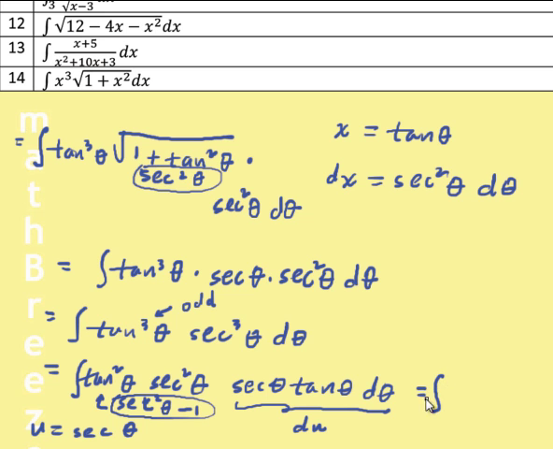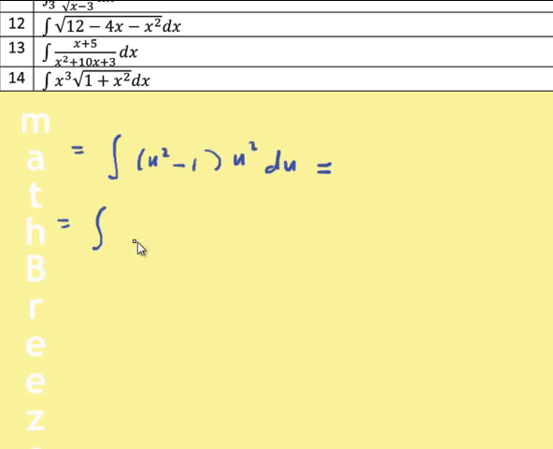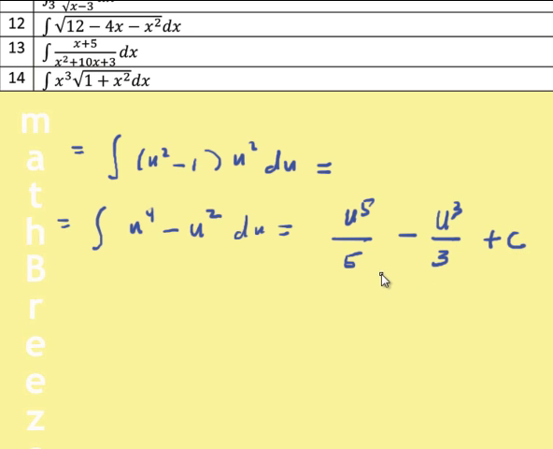So once we do our u substitution, we have u squared minus 1 and here we have a u squared, and here's our du. Okay, let's multiply through, and we have u to the 4th minus u squared du, and now power rule. And let's remember u was equal to secant theta, so this is secant theta to the 5th, and secant theta cubed.